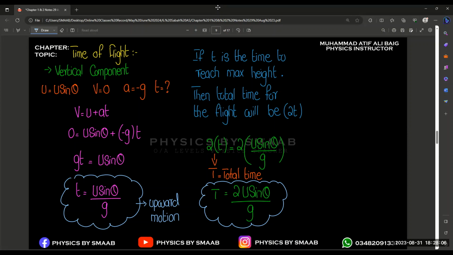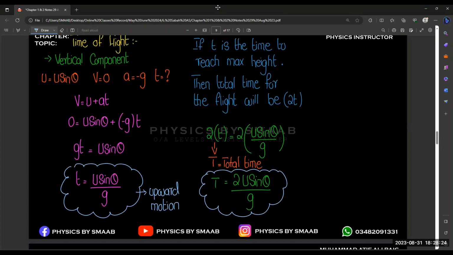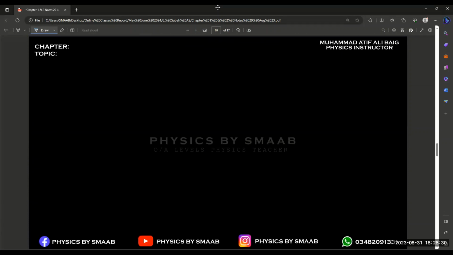Right. So the next thing that we need to discuss is maximum height. We discussed the time of flight, and now we need to discuss the maximum height. This derivation is also important because sometimes they ask to derive the relation or the expression for the time of flight for projectile motion. So the next concept is related to maximum height.